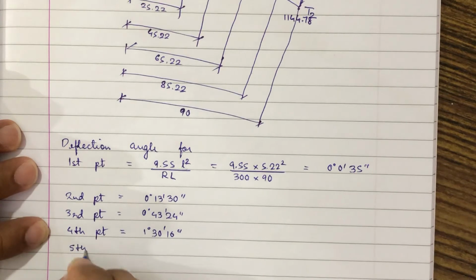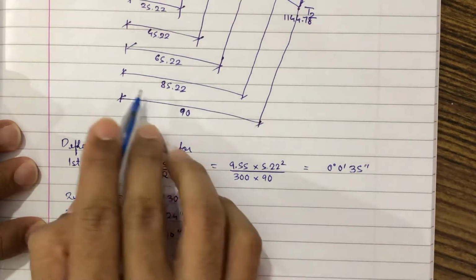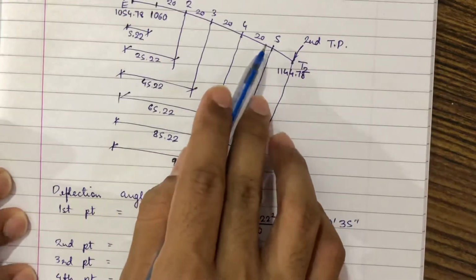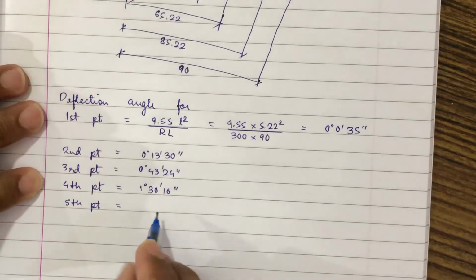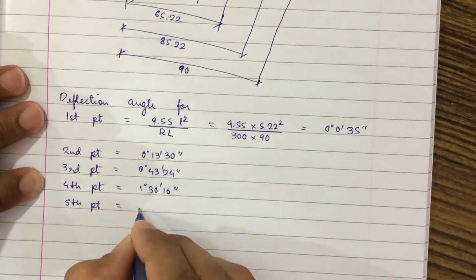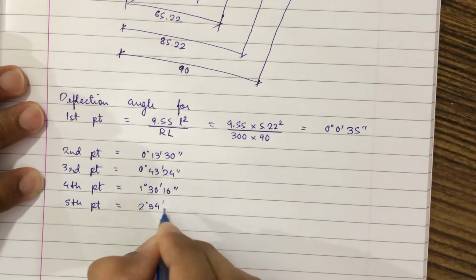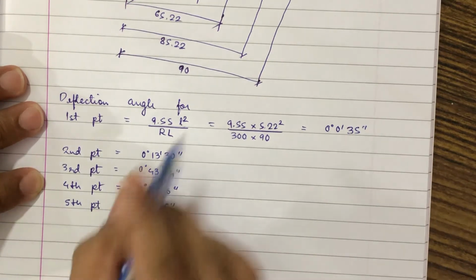Fifth point is at 85.22. On substituting this value, it comes out to 2 degree, 34 minutes, 8 seconds.